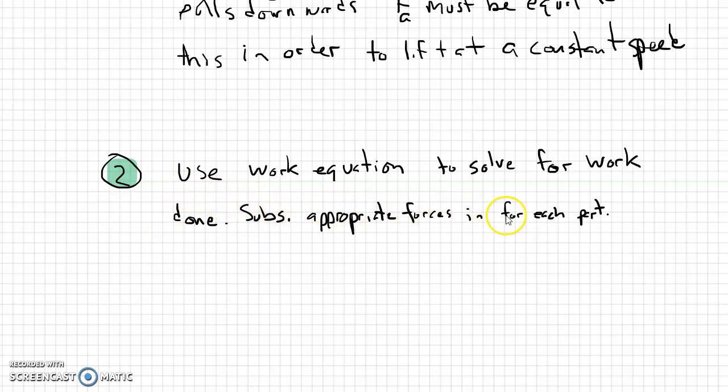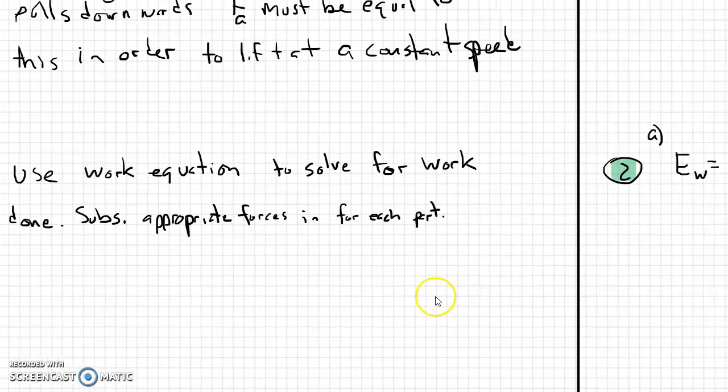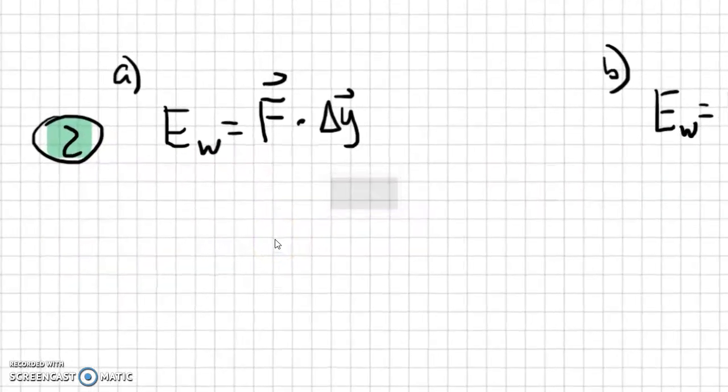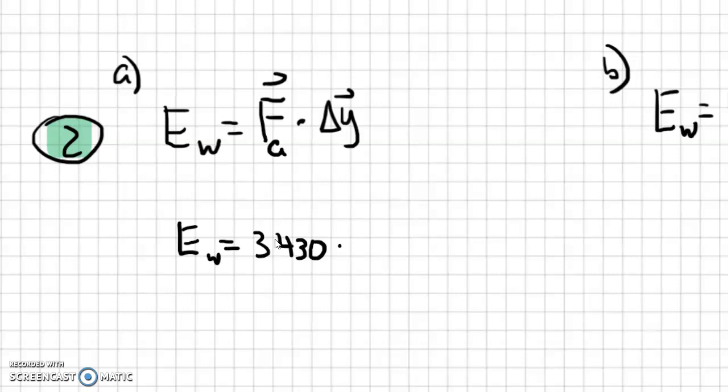For the work equation, we're going to substitute in the appropriate forces for each part. Remember that for part A, it was the work done by the object lifting it, and for part B, it was the work done by the force of gravity. So for my first one, this is going to be the applied force, and when I substitute my numbers in, I get 3,430 newtons times the distance it moves, which was 3.2 meters. This was positive because it was up, and the force is also up, so we get a positive times a positive.